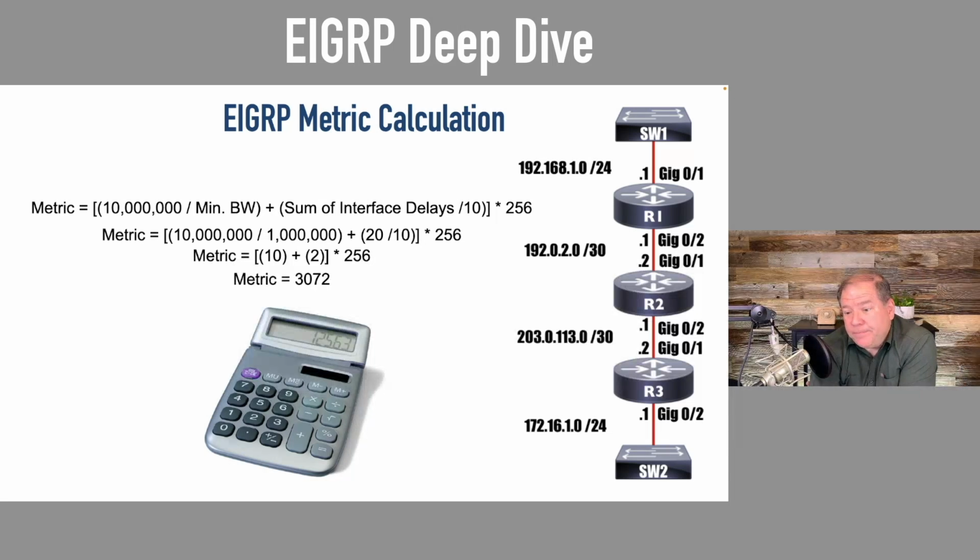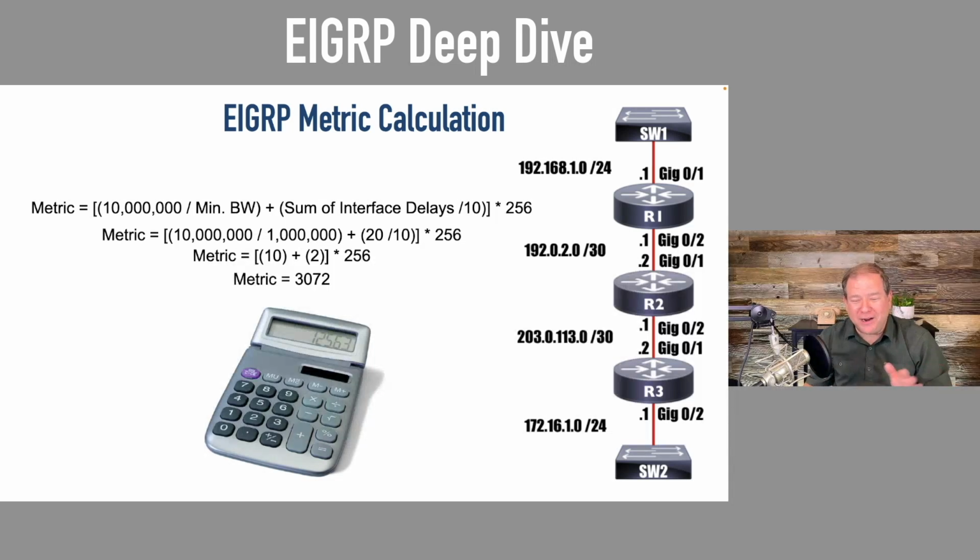Actually, this is going to be the metric for not that top network, excuse me. It's going to be the metric for that network between R1 and R2, the 192.0.2.0, because in this formula I just noticed, I'm exiting two interfaces. So I'm exiting that top interface on R3, I'm exiting that top interface on R2. That gets me to that network. So it's 10 microseconds each time I exit an interface for a total of 20 microseconds. But the unit of measure is tens of microseconds, so it's 20 divided by 10.